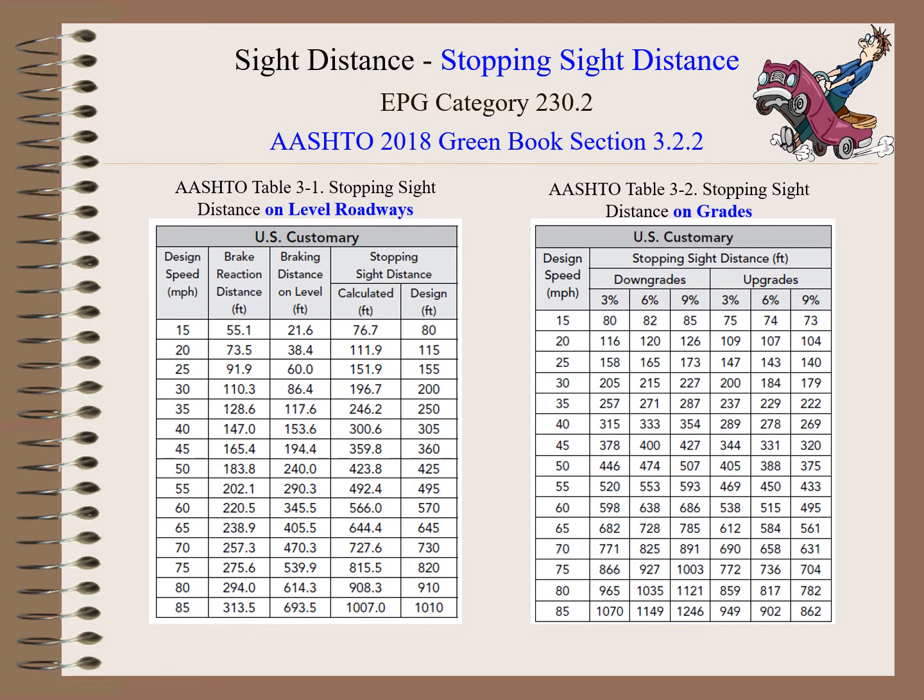The AASHTO 2018 Green Book Section 3.2.2 provides a couple of tables for stopping sight distance. On the left is the stopping sight distance for level roadways. On the right is the distance when you have a grade, whether it's downgrades or upgrades. You'll notice that downgrades have a longer distance.